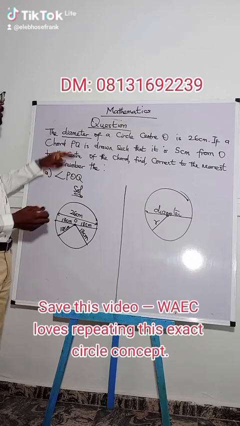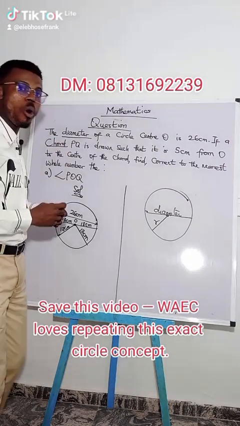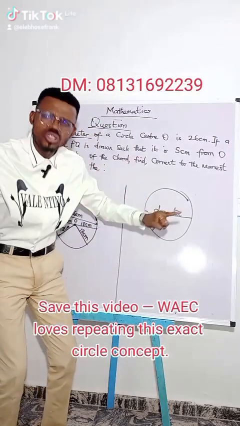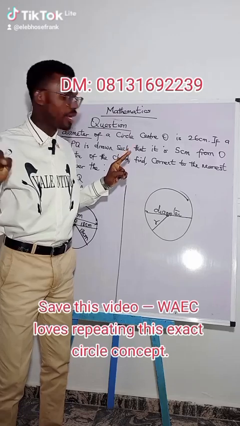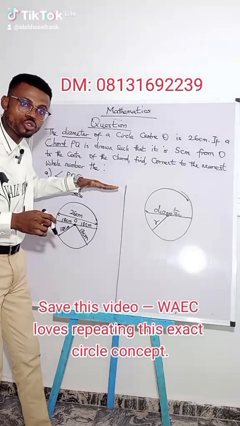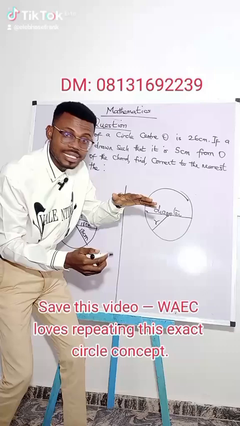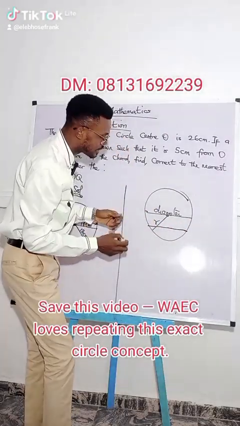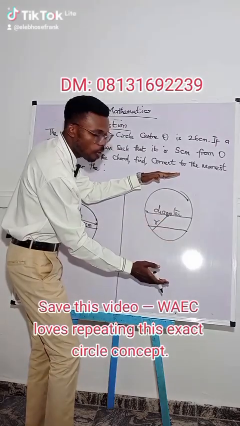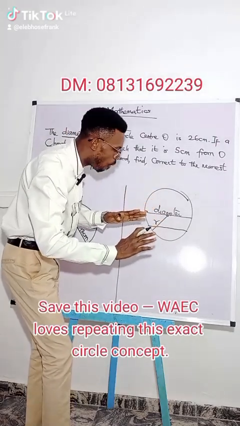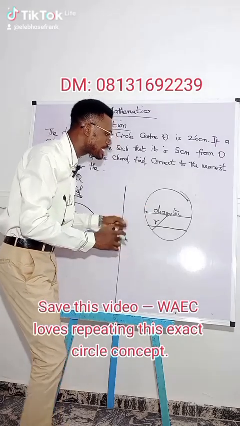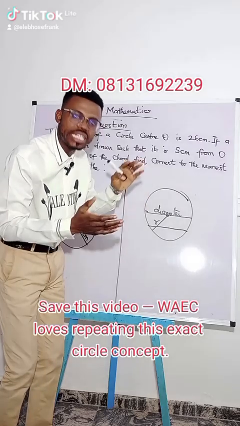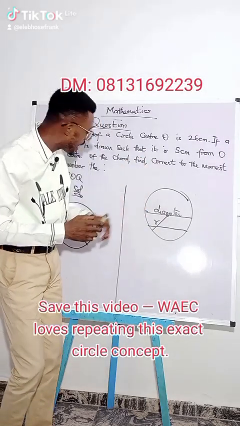Now if a chord PQ, now what is a chord? A chord is a line that divides a circle into two parts, but not equal parts. Whereas a diameter divides the circle into two equal parts, a chord divides the circle into two parts that are not equal. So if I have a circle like this, and I draw a line like this, it is a chord, because it divides the circle into two, the major and the minor, but the two parts are not equal. So that's the difference between a chord and a diameter. Diameter divides into two equal parts, chord divides into two unequal parts. It produces a major and a minor.